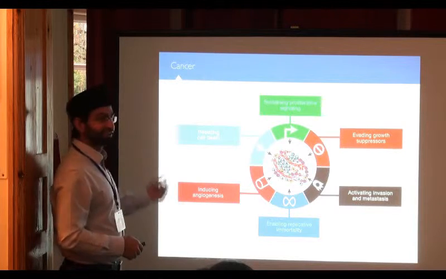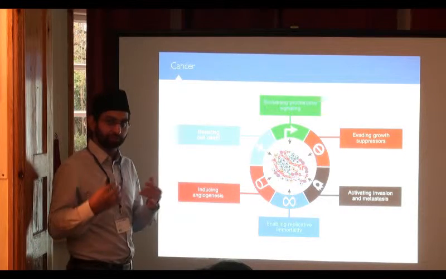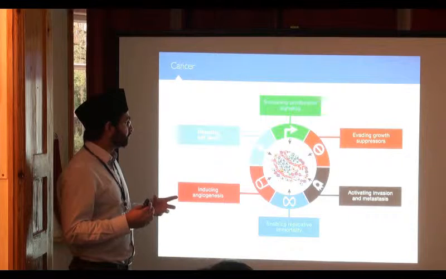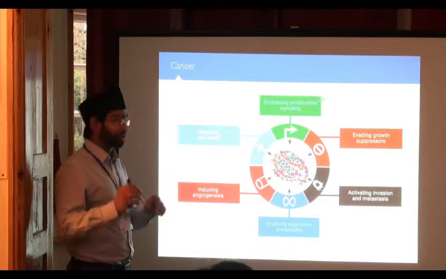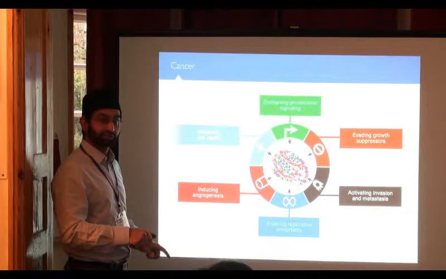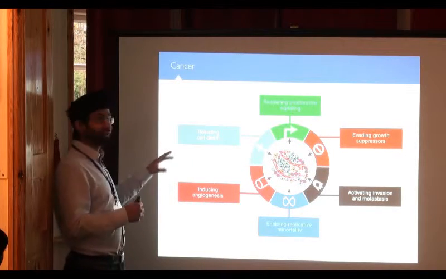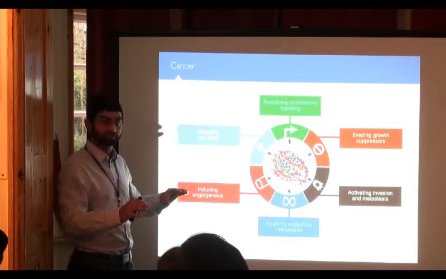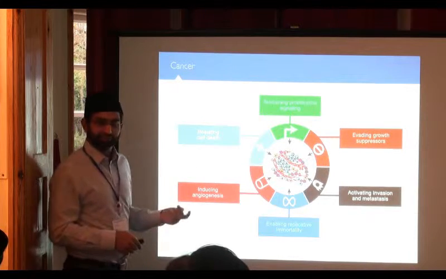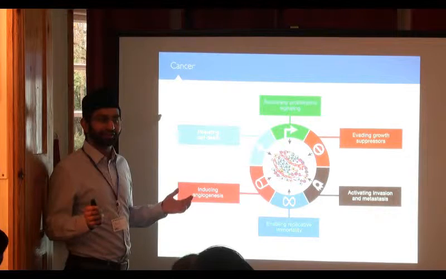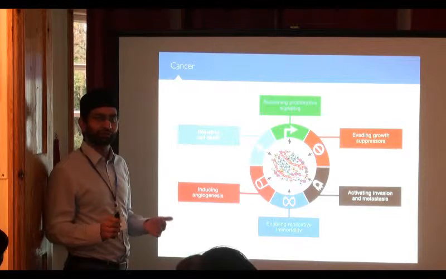And resisting cell death. The cell has many checkpoints which will kill off the cell if it does any of these dangerous things. But cancer cells have got an inbuilt thing where they start evading those kinds of death signals. And that's one of the reasons why studying cancer is so incredibly complicated.